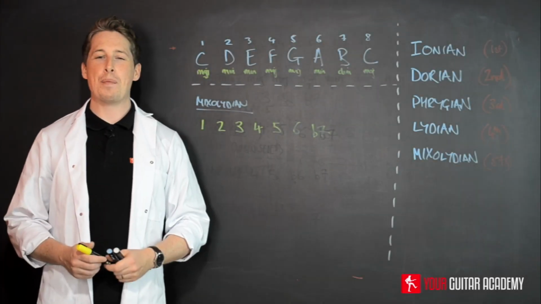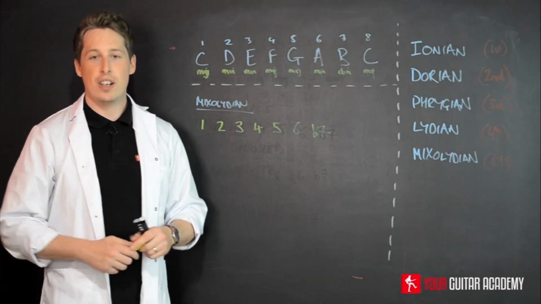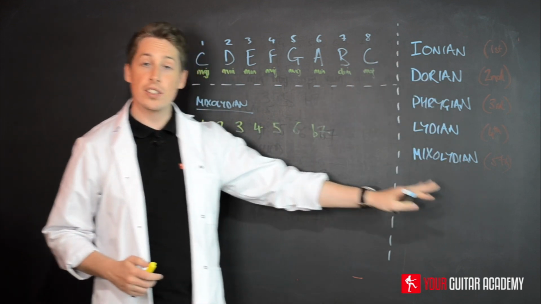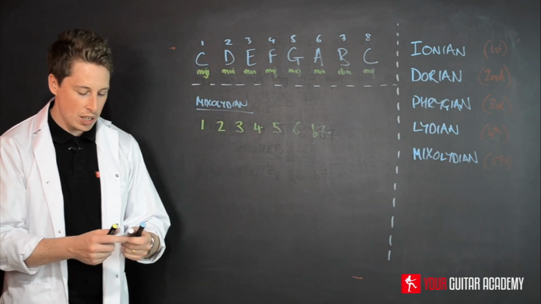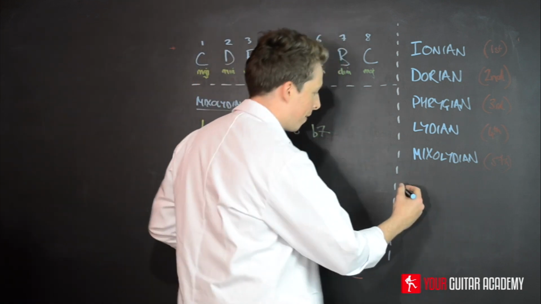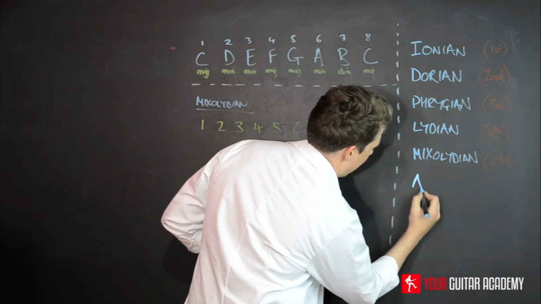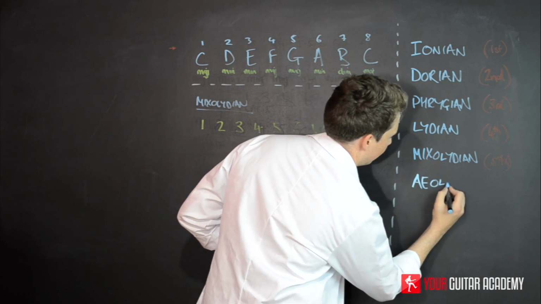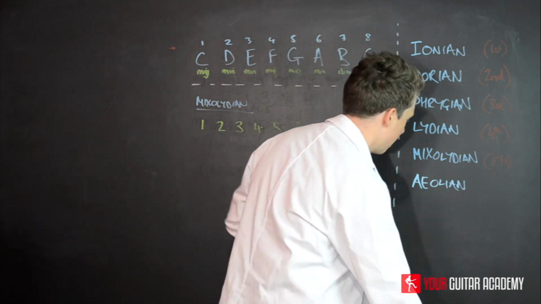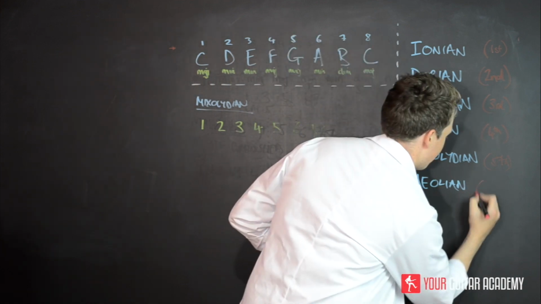Hi there guys, welcome back, and we're now going to continue learning modes, and we've done 5 modes altogether, and now we're going to look at the 6th mode, which is actually called the Aeolian mode. Okay, so let me write this one out for you. It's Aeolian. Aeolian. So, as you can see, I'm almost losing my mind with these modes and these crazy words.